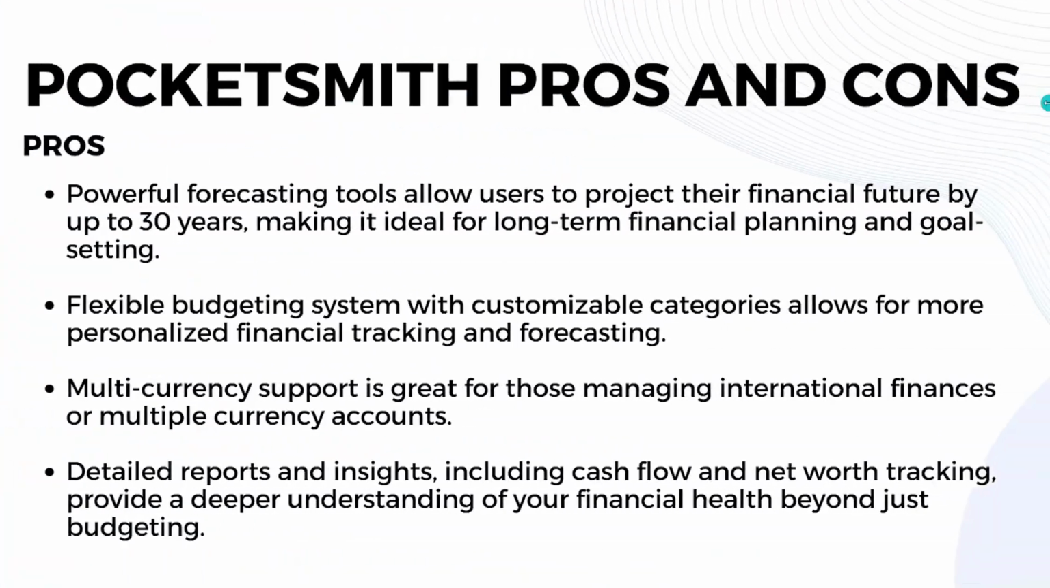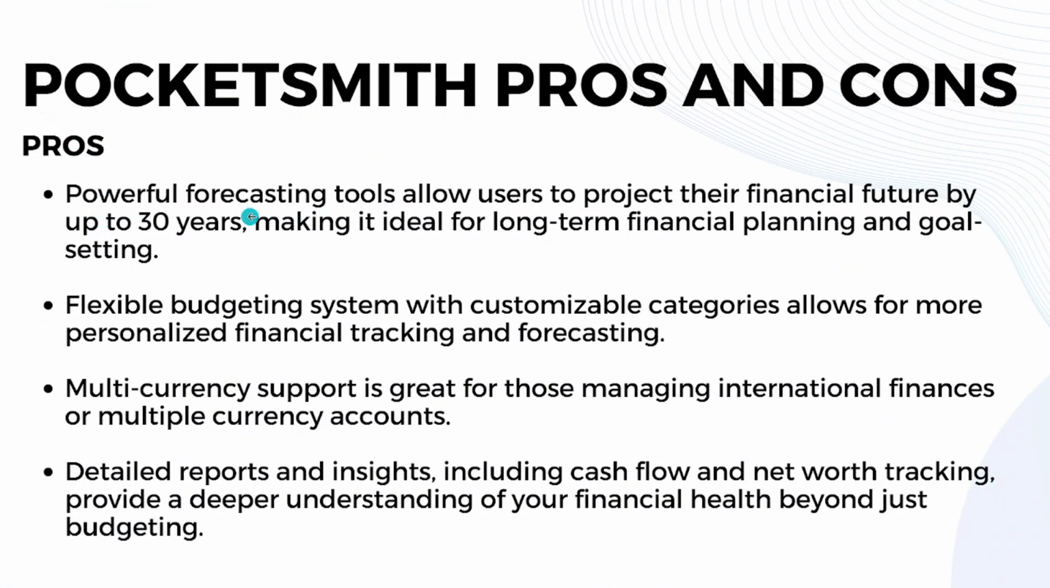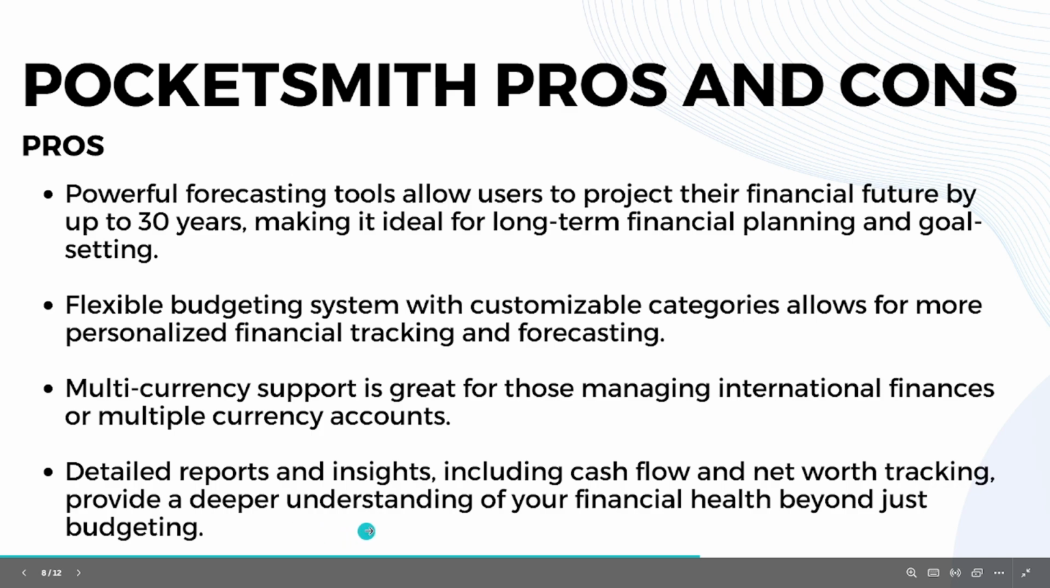And for the Pocketsmith pros and cons, when it comes to pros, they have powerful forecasting tools that allow users to project their financial future by up to 30 years, making it ideal for long-term financial planning and goal setting. They have a flexible budgeting system with customizable categories that allows for more personalized financial tracking and forecasting. They have multi-currency support, which is great for those managing international finances or multiple currency accounts. And lastly, they have detailed reports and insights, including cash flow and net worth tracking, that provide a deeper understanding of your financial health beyond just budgeting. So that's it for the pros.